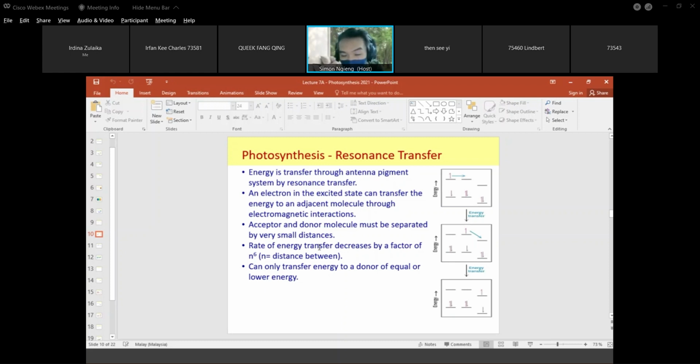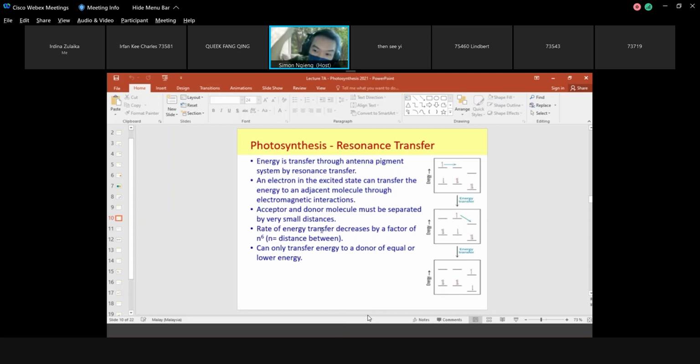This point is very easy to understand. Imagine, would it be easier to pass a ball to someone who is sitting beside you as compared to passing a ball to someone who is very, very far away from you? You have to toss that ball very far, right? So you have to gather that much amount of energy in order to toss that ball that far. So of course, the closer you are, the easier for the energy transfer to take place.